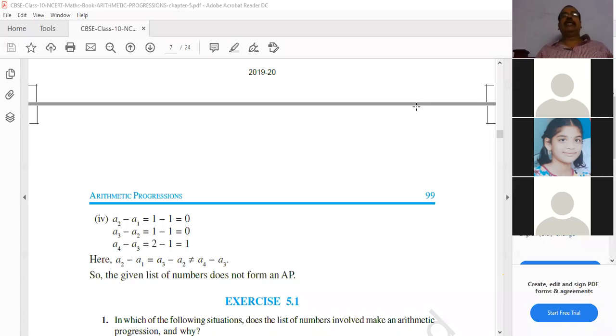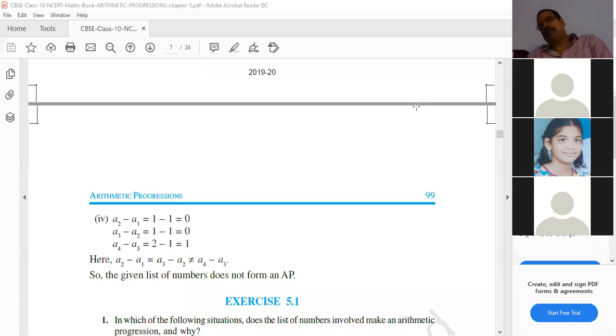I told only the nth term of an AP, and the formula for d equals a2 minus a1, second term minus first term. And one more point: if d is positive, the series is in increasing order. If d is negative, the series is in decreasing order. If d equals 0, the series has the same number throughout. That point also I discussed.